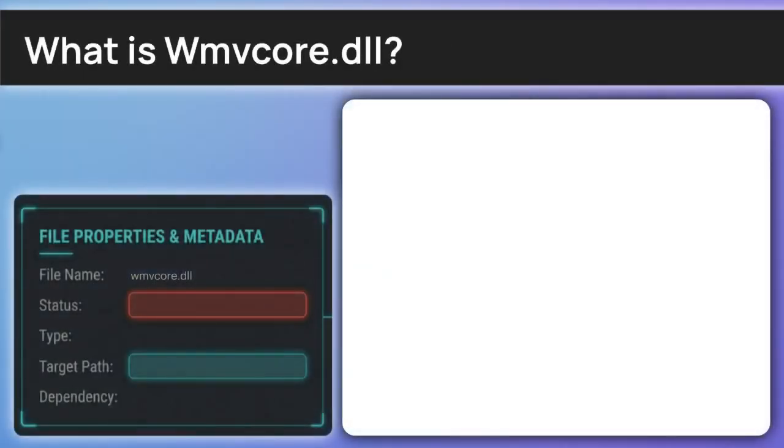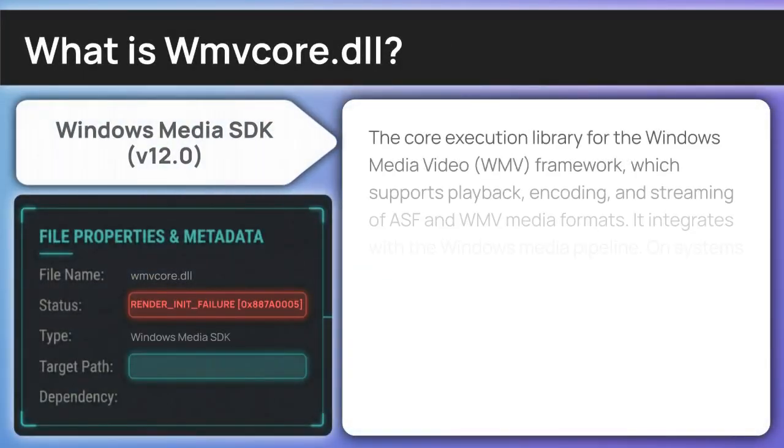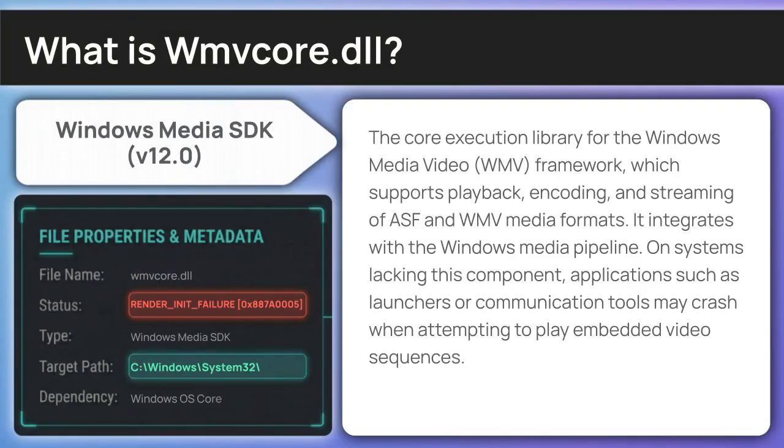This is the Windows Media Video Core, the core execution library for the Windows Media Video WMV framework, which supports playback, encoding, and streaming of ASF and WMV media formats. It integrates with the Windows Media Pipeline. On systems lacking this component, applications such as launchers or communication tools may crash when attempting to play embedded video sequences. Now that we've covered what the file does, let's jump into our first fix.